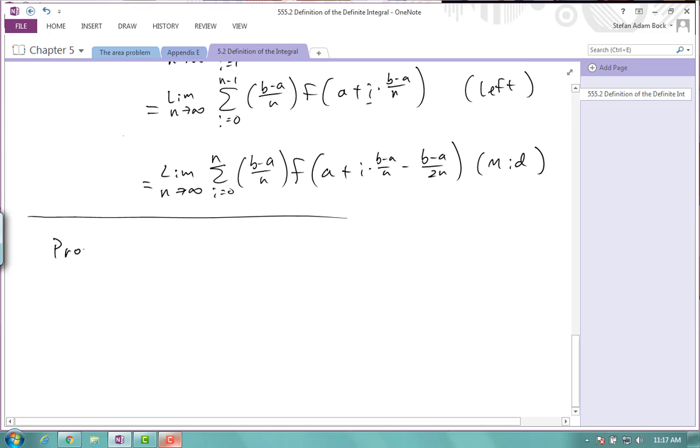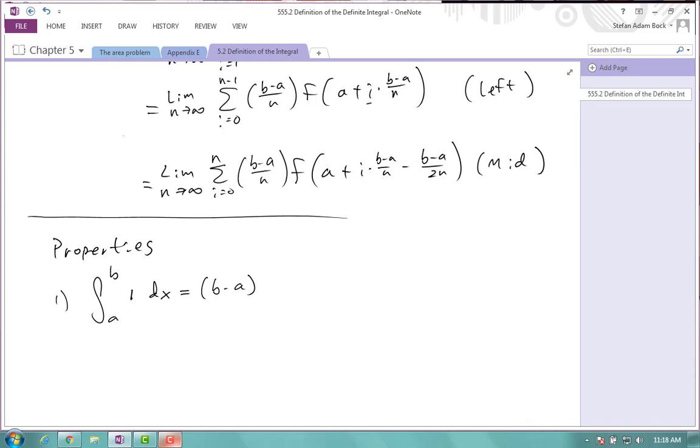Now, since we've defined the integral, we can collect some properties. It's just like how the derivative has some properties. The integral of a constant, or let's just say the integral of 1, is equal to b minus a. Because 1 is a constant function. If I try to find the area under this curve, I'm going to have exactly the area of a rectangle, which is going to be width, which is the length of the interval, b minus a, times height, which is 1.